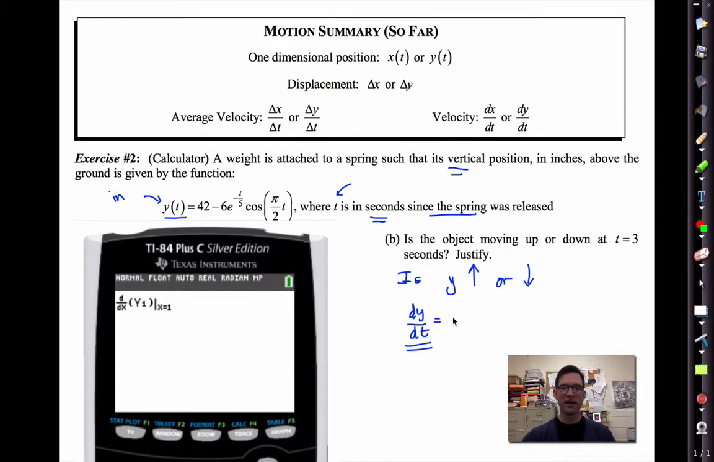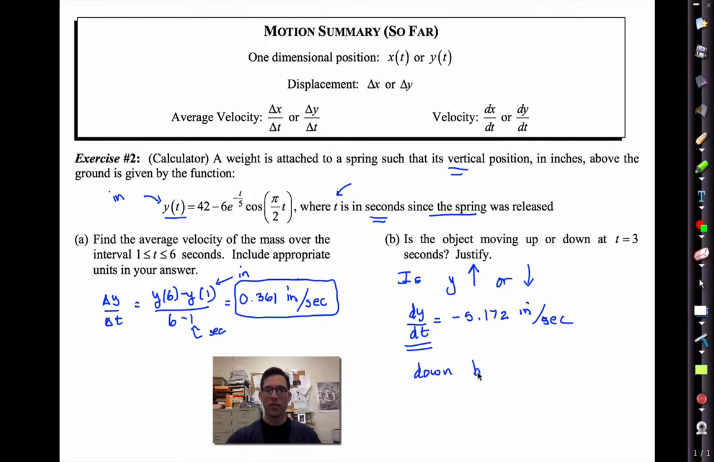And I'm going to get the following. dy/dt is negative 5.172. I have to put in the units, but those are going to be, again, inches per second, and therefore the object is moving down because dy/dt is less than 0. Explanation needed. Isn't that great, though? So velocity is going to tell us two things. It's going to tell us how fast and in what direction.